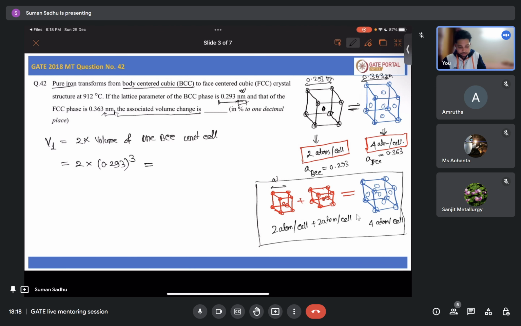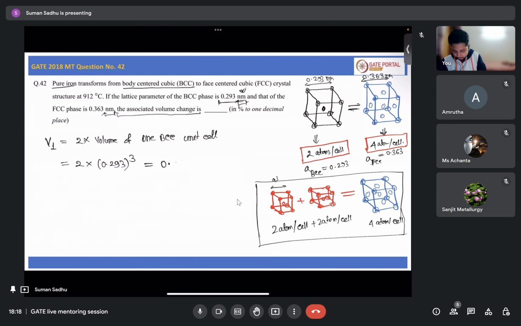Okay, so in this case the initial volume of the unit cell was 2 into 0.293 whole cube. Can anyone let me know how much you are getting for this one? So it's 0.05. Okay, yes, sir, 0.05. Okay, and what will be the final volume?